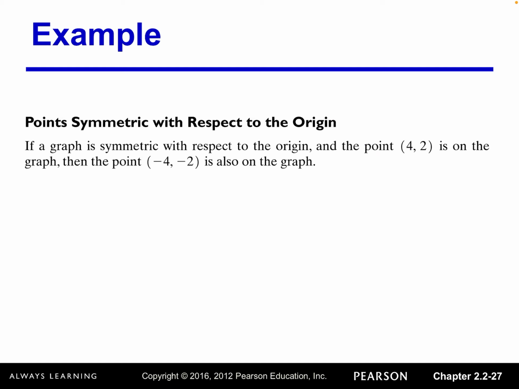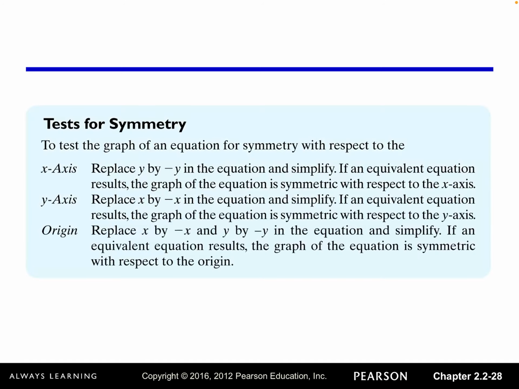Now let's try a single point as an example. If the graph is symmetric with respect to the origin and the point (4, 2) is on the graph, then what other point must also be on the graph? Both x and y take the negative sign, right? (-4, -2) must also be on the graph based on the theorem. All right, so that's from the graph point of view. We can visualize the symmetry property, so that's kind of easy.